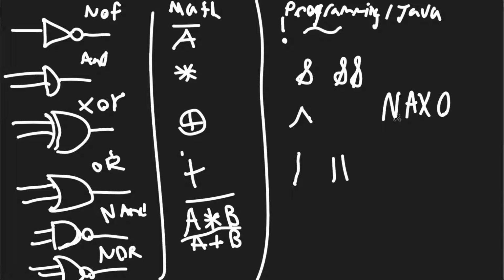And the N would be like putting something in parentheses and negating it. So this is N for NOT, A for AND, X for XOR, and O for OR. And you'll read them left to right and do them in that order.